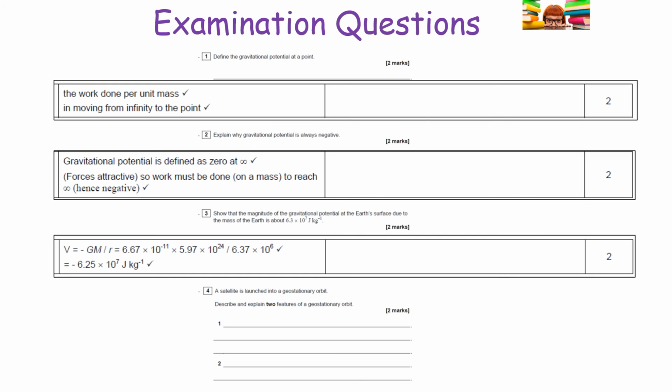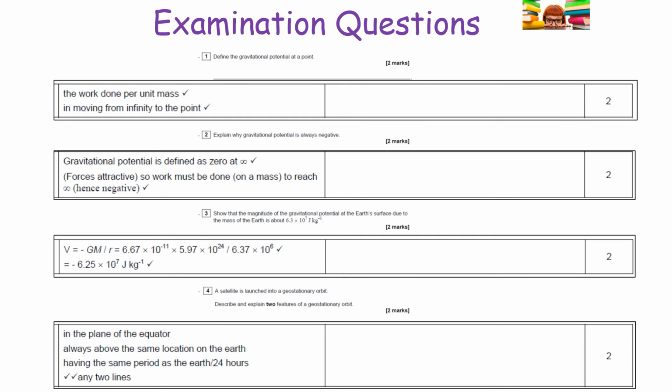Now the next thing again is explaining what a geostationary orbit is. So the first thing you've got to always say is it's in the plane of the equator, it's always fixed above the same location on the Earth, and it will always have the same period as the Earth, which is 24 hours, and it will rotate in the same direction as the Earth rotates itself. It's very, very important that you can state your facts about a geosynchronous orbit.